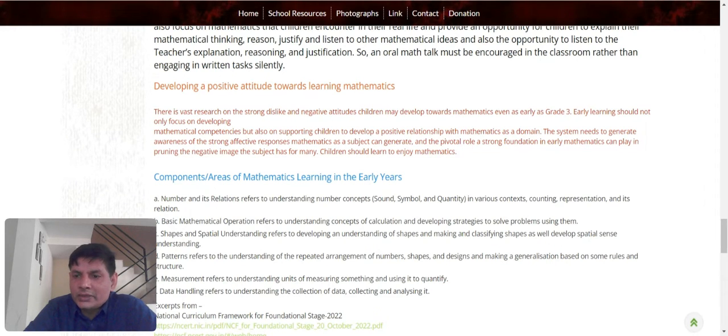The system needs to generate awareness of the strong affective responses mathematics as a subject can generate, and the pivotal role a strong foundation in early mathematics can play in pruning the negative image the subject has for many. Children should learn to enjoy mathematics.